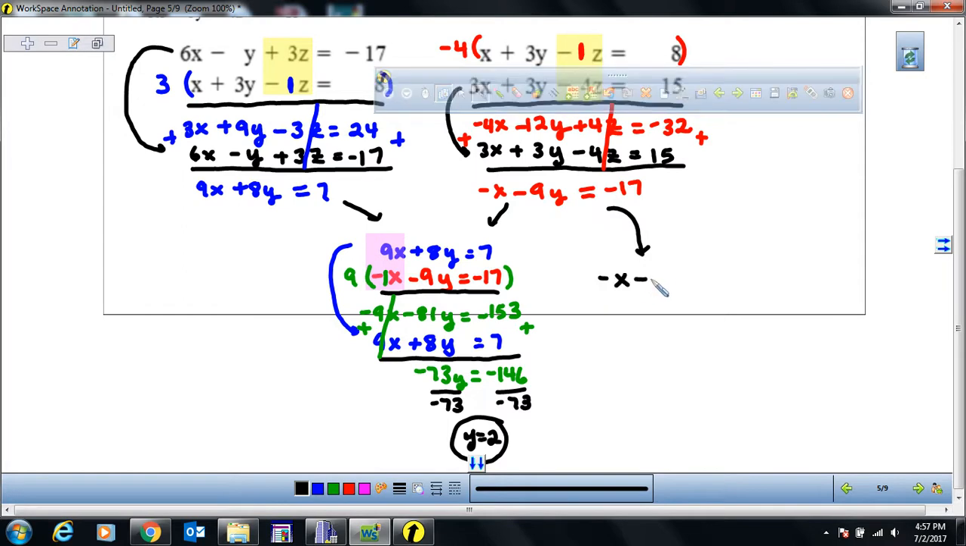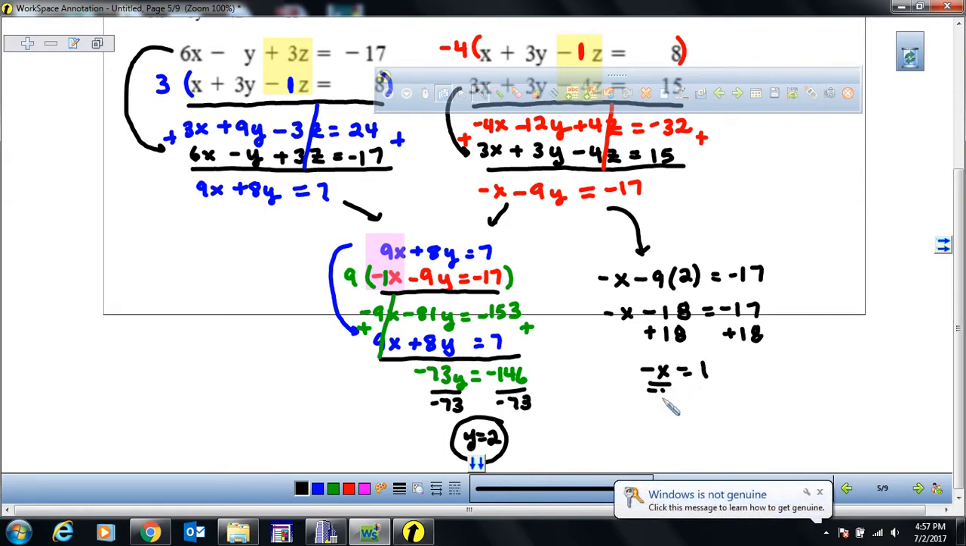Negative x minus 9, and we already know what the y is. The y is a 2, and that equals negative 17. That gives me negative x minus 18 equals negative 17. I need to add the 18 to both sides to leave the x by itself. So that gives me negative x equals positive 1. Then I have to divide both sides by negative 1 to get rid of the negative. So x is equal to negative 1.